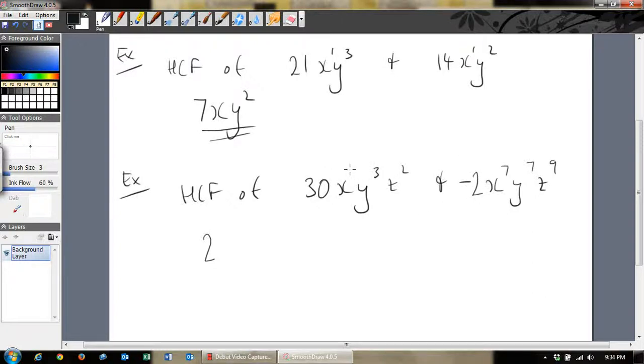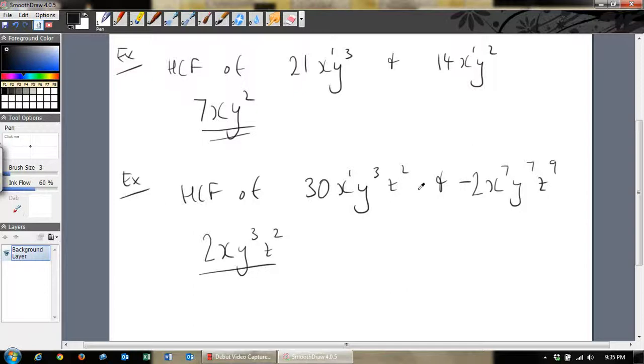Let's look at the x's. There's x to the power 1 there and x to the power 7. What's the lowest power that goes into both of those? Well, it will be x to the power 1, or just x. Then we've got a y cubed here and a y to the power 7, so take your lowest power that goes into both, which is y cubed, and then a z squared and a z9, so your lowest power there is z squared, and so that is your highest common factor that goes into both of those.